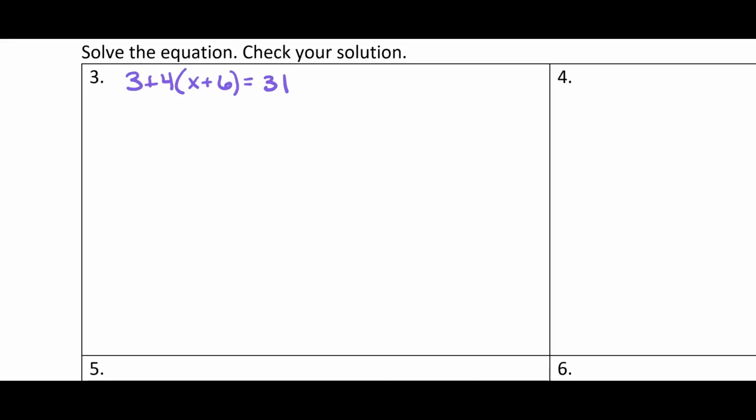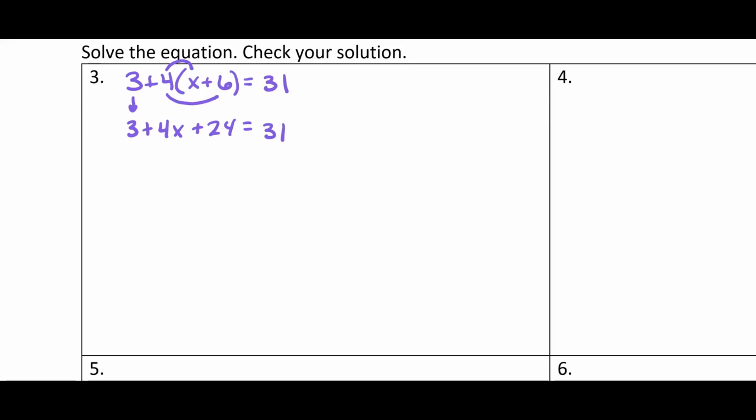we can add. So what we're going to do is bring down this 3 and we're going to do 4 times x. So this is going to be a positive 4x. And then we're going to do 4 times 6, and 4 times 6 is a positive 24. So now we can combine our like terms.